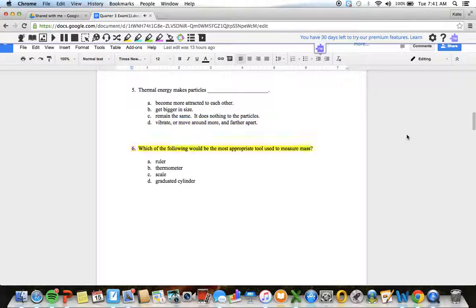6. Which of the following would be the most appropriate tool used to measure mass? A. Ruler. B. Thermometer. C. Scale. D. Graduated cylinder.